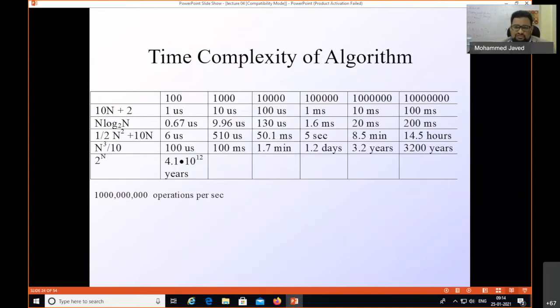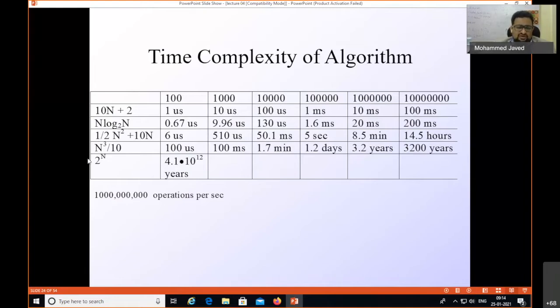You can give the value 10 power 6, 10 power 9, all these things you can give, and you can see what is the time taken. So here it is microseconds, here it is milliseconds, you can see that. So all those you can analyze.